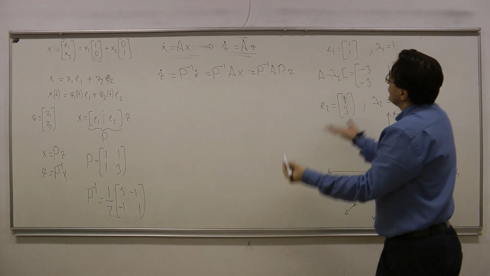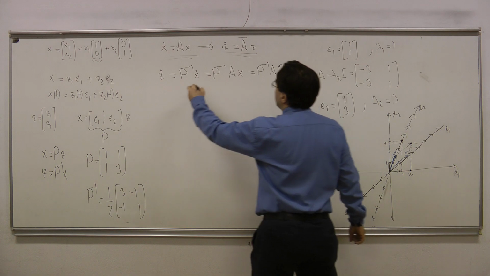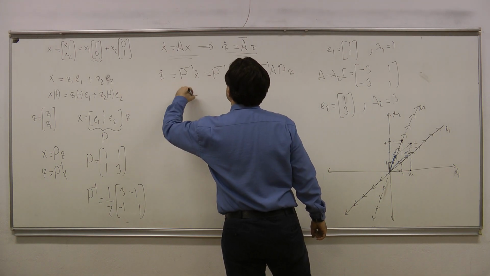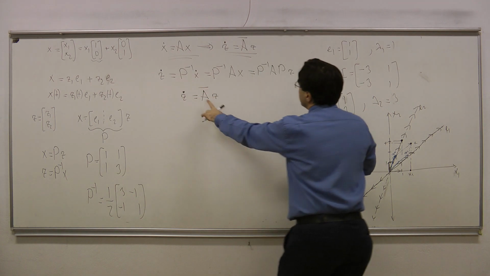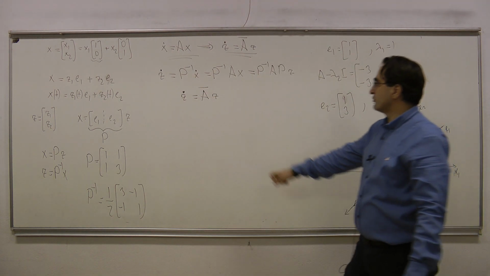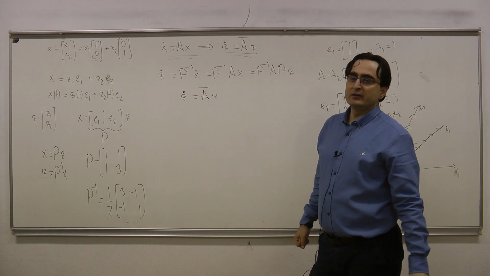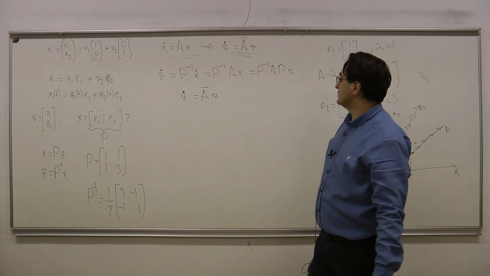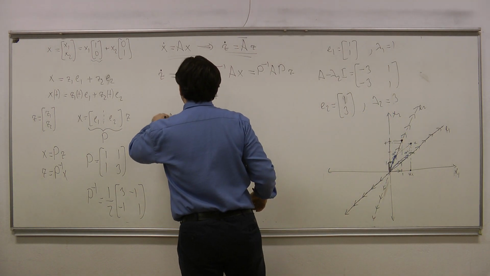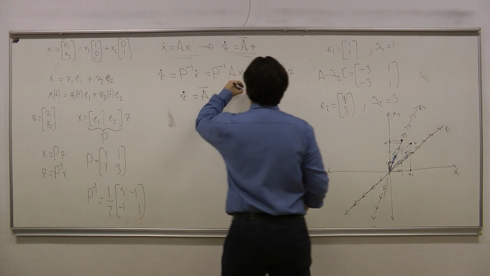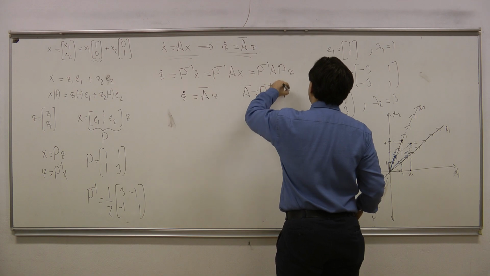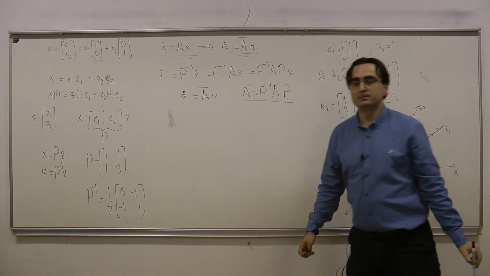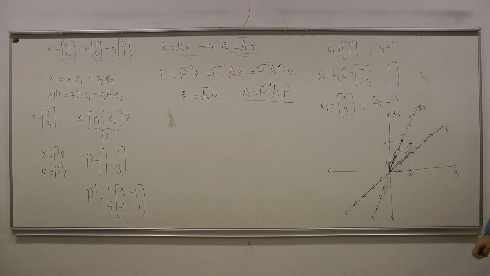So you see here that if I write this equation as z dot is equal to A bar times z, the state matrix in the new coordinates would be A bar, and A bar would be equal to P inverse times A times P.